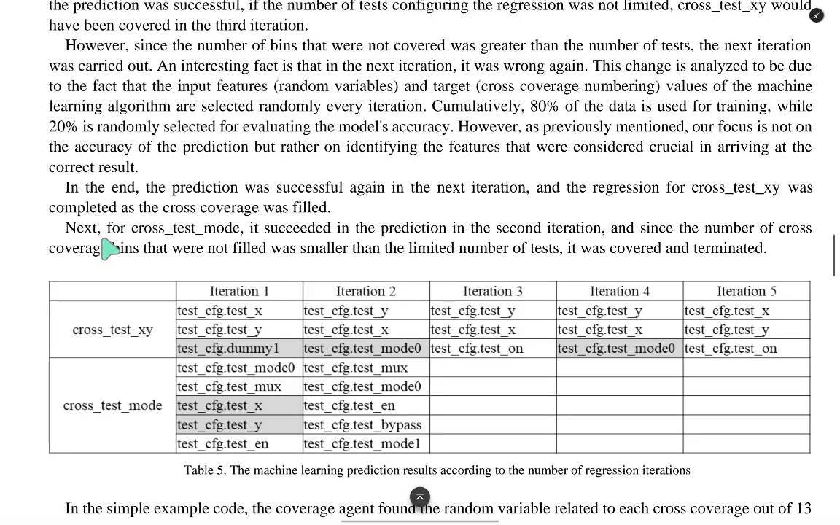Next, for cross_test_mode, it succeeded in the prediction in the second iteration, and since the number of cross coverage bins that were not filled was smaller than the limited number of tests, it was covered and terminated.